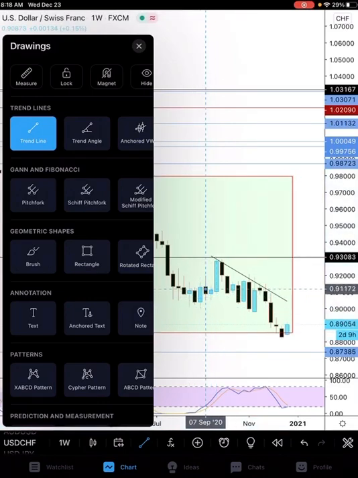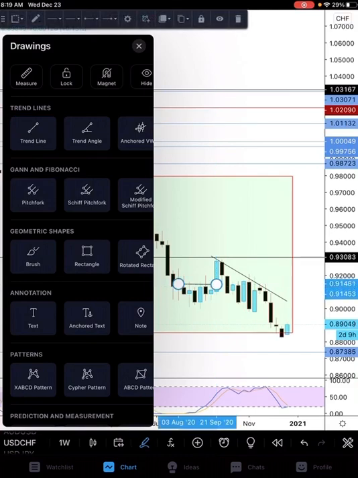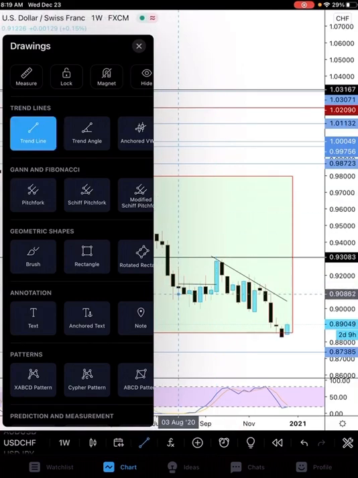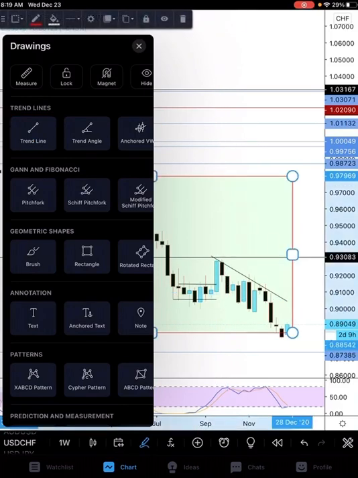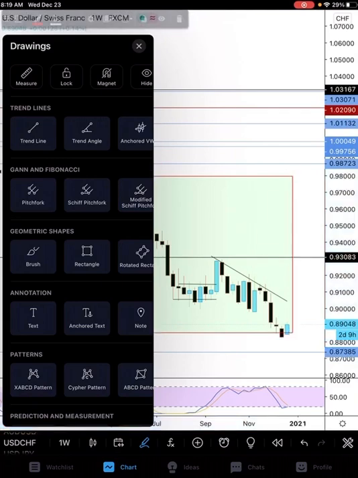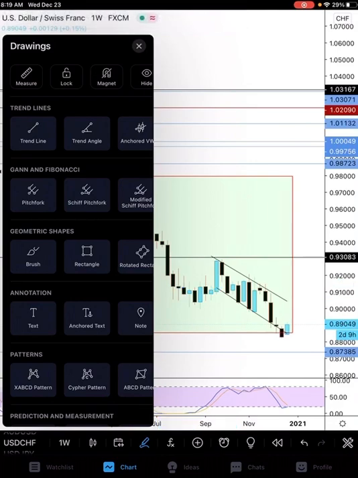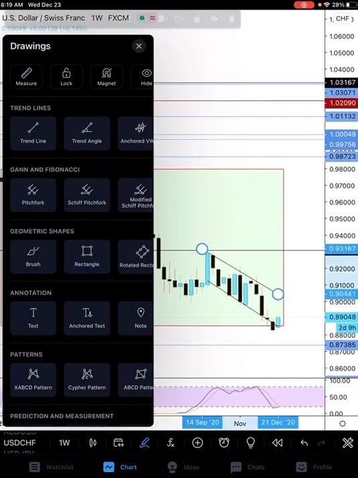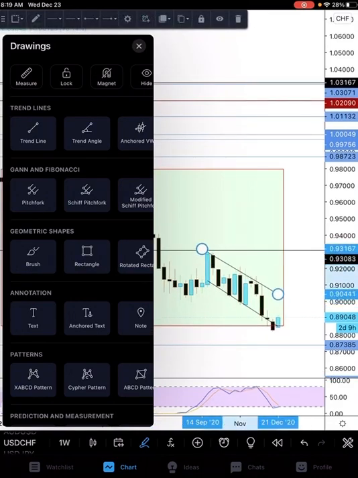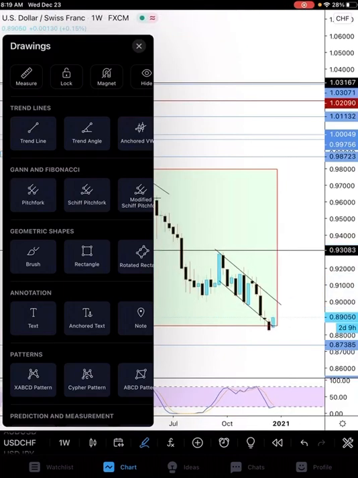So for this one here, this is a little bit of a bitch. We got this, and broke above. I literally just entered a little channel here. That's it. Let's see where it breaks out of.